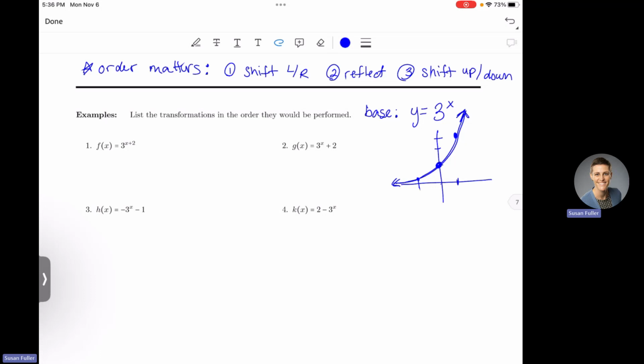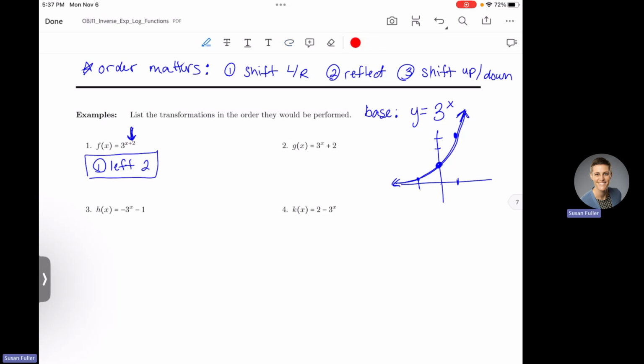So in number 1, I've got 3 to the x plus 2 power. So the transformation here from the original is this plus 2 up here with the x. Because it is up here inside the exponent with x, this is going to be a horizontal shift. It's going to move us left and right, and it's going to go the opposite way you think it will. So this is going to move us to the left 2 units. This says list the transformations in the order that we would perform them. This is the only transformation that we have, so I'm just going to list this one. We would move it to the left by 2 units.